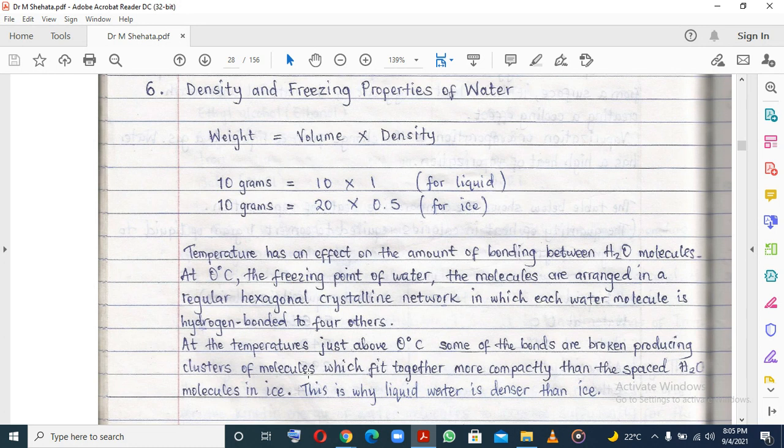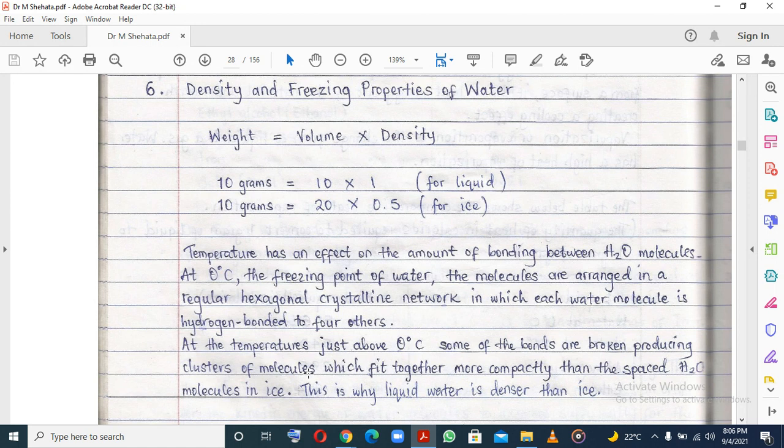So at 0 degrees, what's happening? When you look at ice, it looks crystalline. By crystalline, I mean when you look at ice, it tends to have some shape. It can be like a cube. But it's not going to be regular per se, it's just going to have a certain arrangement which is going to be unique. But when you go deeper to see the molecules, you're going to realize that the molecules of water in that particular ice are arranged in a regular hexagonal crystalline network.